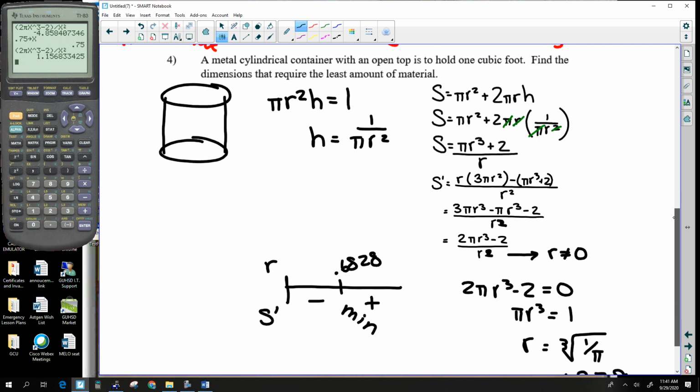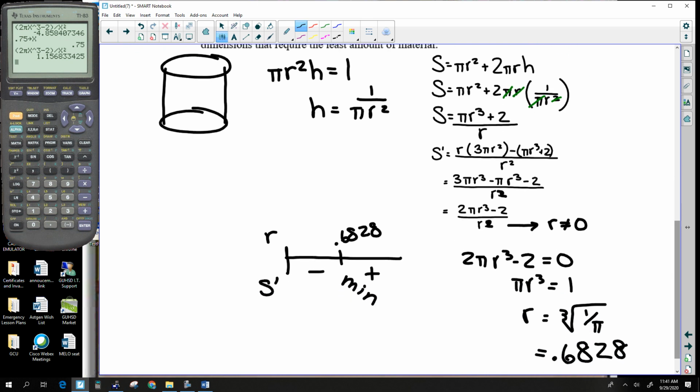Find the dimensions that require the least amount of material. Yes, that is correct. So the r is 0.6828, and the height would be, so again, that was the third root of 1 divided by pi. So the height would be 1 divided by pi r squared, and which looks like the same thing.